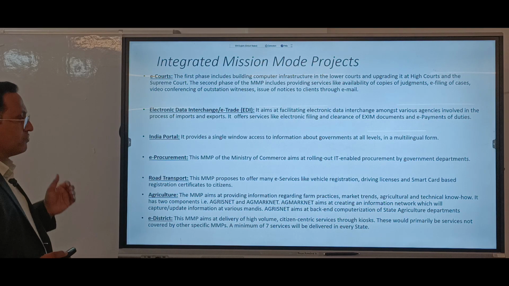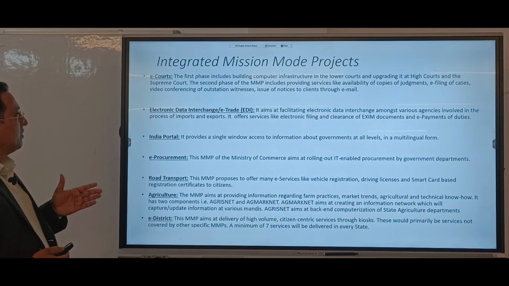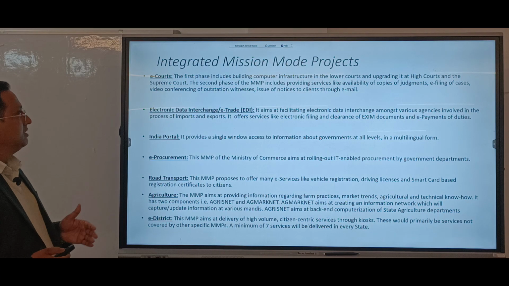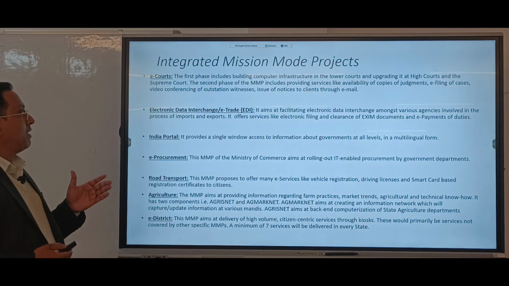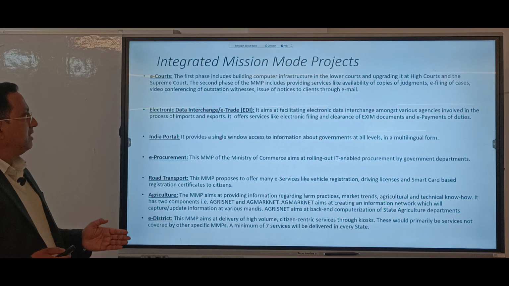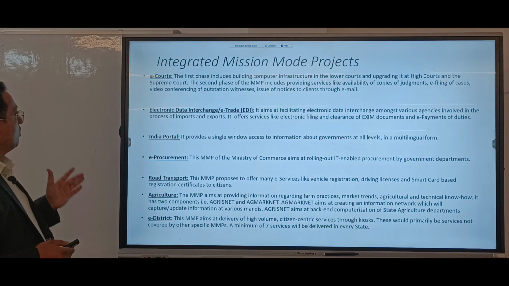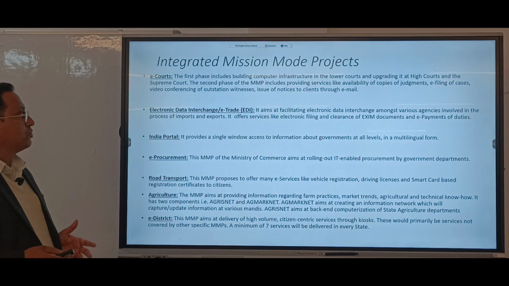First one is the e-courts. The first phase includes building computer infrastructure in the lower courts and upgrading it at high courts and the Supreme Court. The second phase of the MMP includes providing services like availability of judgments, e-filing of cases, video conferencing of the out-of-session witnesses, issue of notices to clients through email.